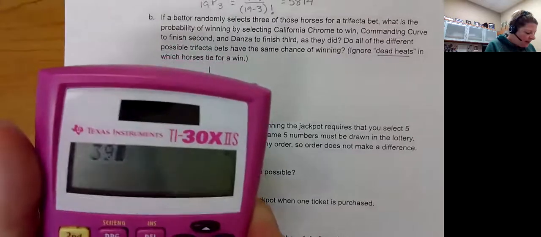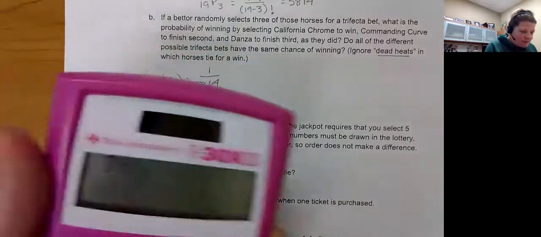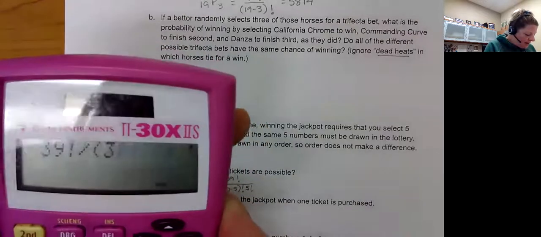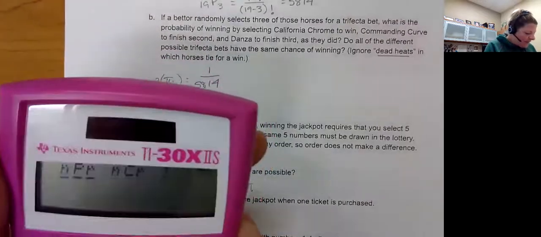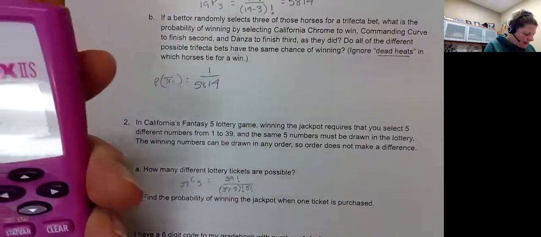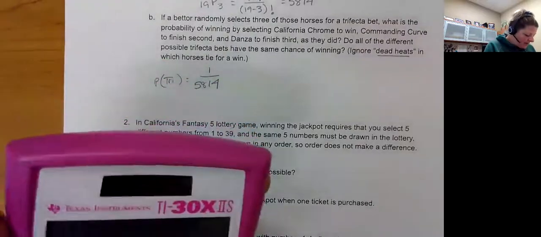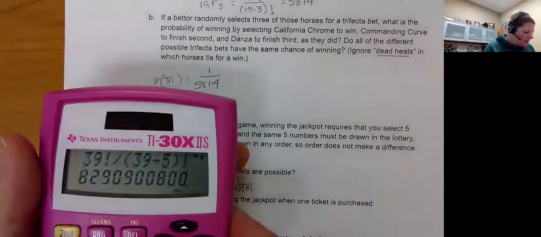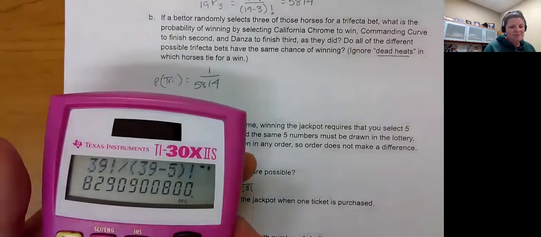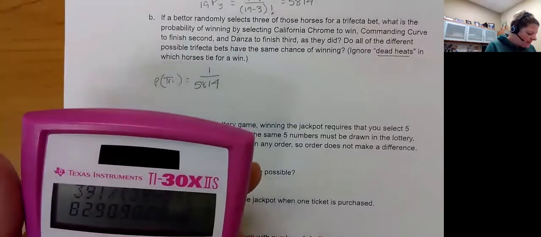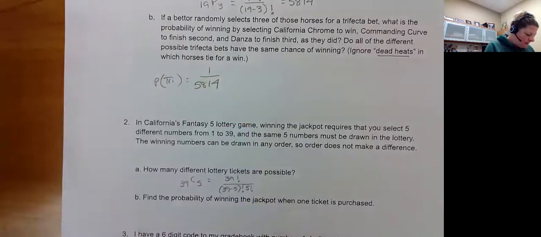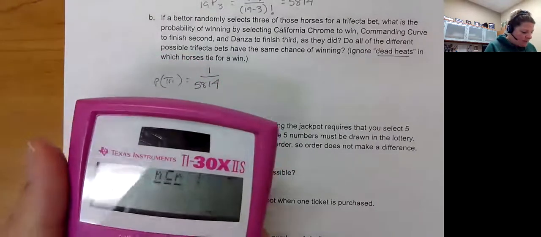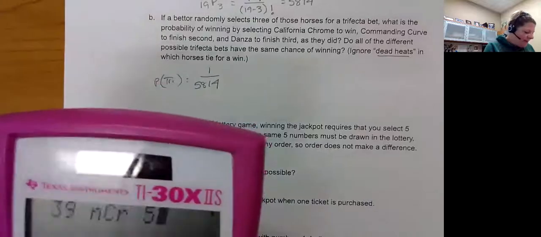So 39, then my factorial symbol. I got 39 factorial divided by 39 minus 5, back to that factorial symbol, times 5 factorial, is going to equal a massive number because there's 39. So let me try it this way also. I'll write that down just a second. 39 C, I got to go to combination, choose 5.